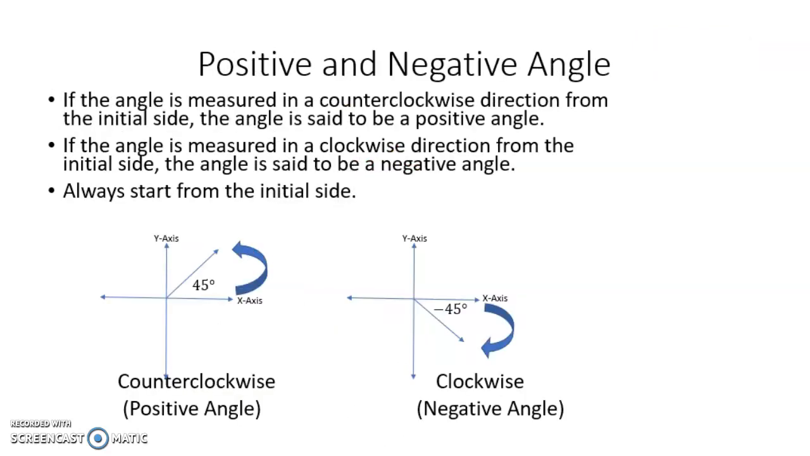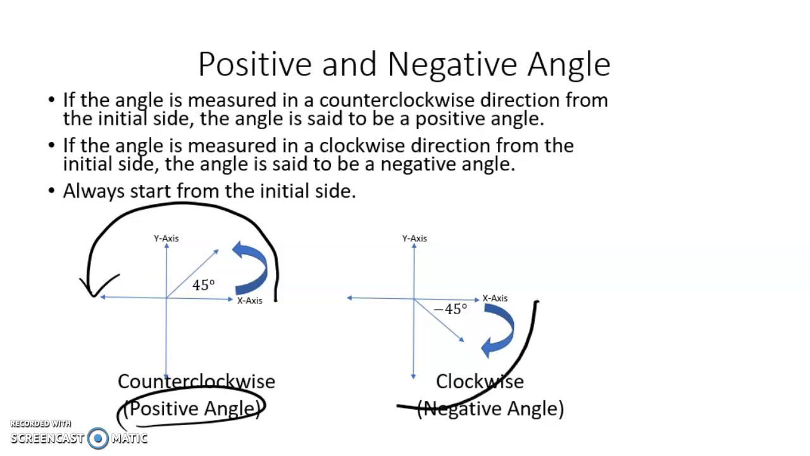Okay? If you are going counterclockwise, so you start here and go this direction, then you will always have a positive angle. But if you go clockwise, start here and go this direction with your angle, you will have a negative angle. Remember, you always start on the initial side.